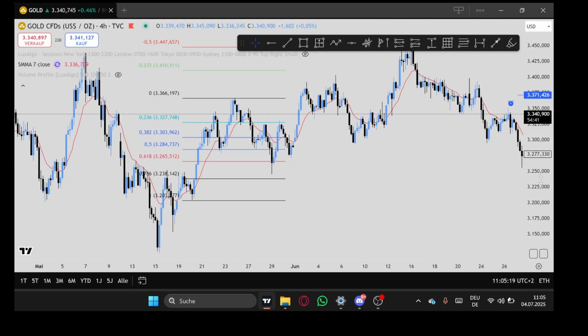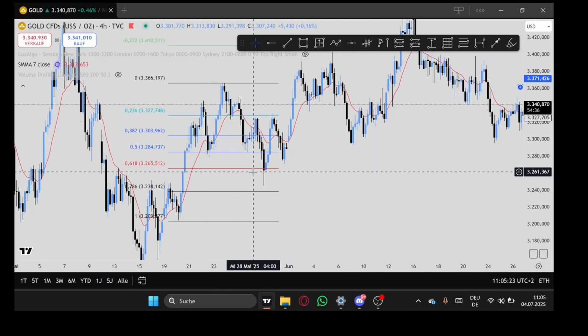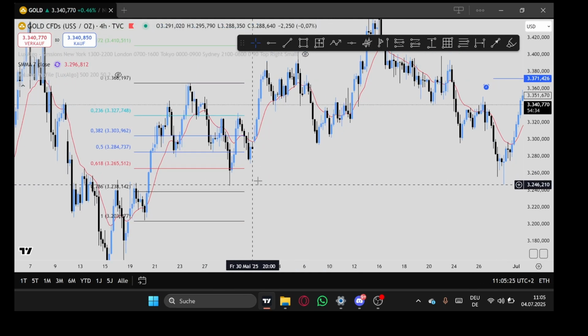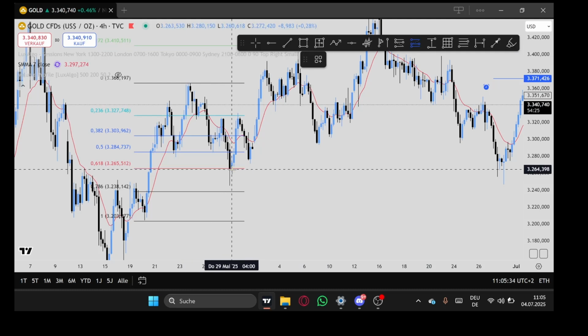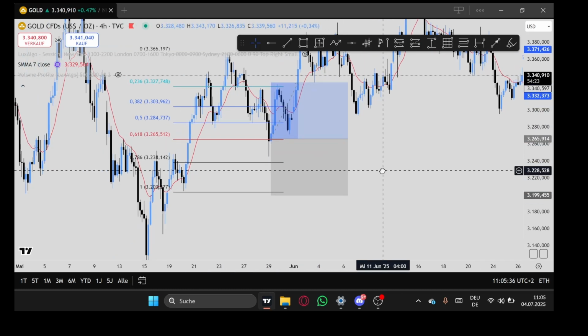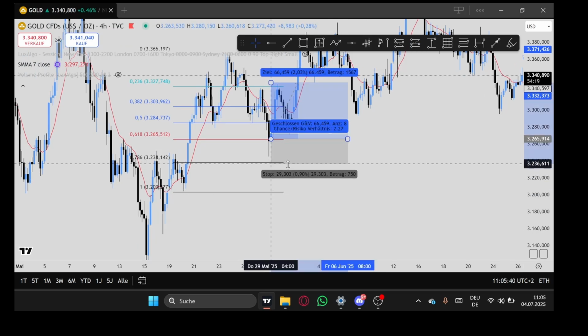And now we can observe it came down to the 618 level, and from there it shot up. So what would my entry look like? Simple. I would personally put a buy limit right here. Stops below the 786 level.